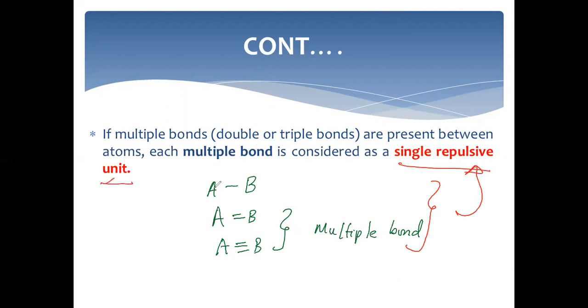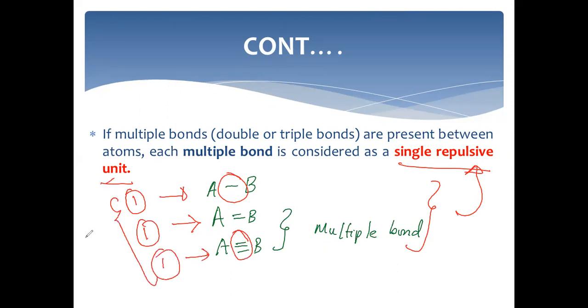So if A has a single bond, we say the repulsive unit is 1. If it has a double bond, the repulsive unit is also 1. If it has a triple bond, the repulsive unit is also 1. You should be very careful about that.